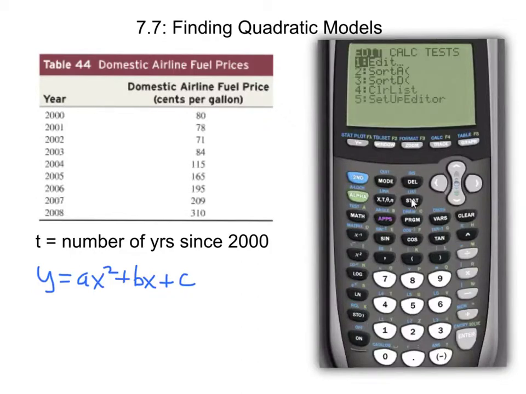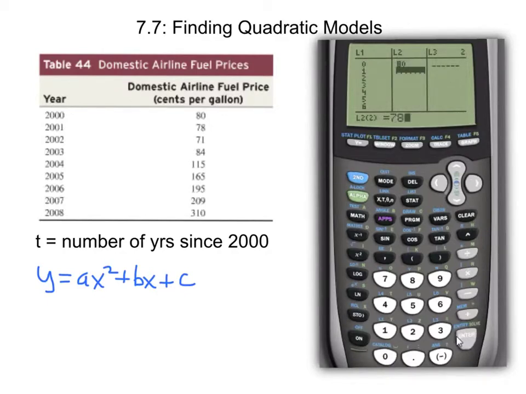We'll go to Stat and then Edit, and I'll put the x's into L1 and the y's into L2. So the x's are 0 through 8, because that's really the number of years after 2000. And then in L2 we'll enter in the fuel prices.